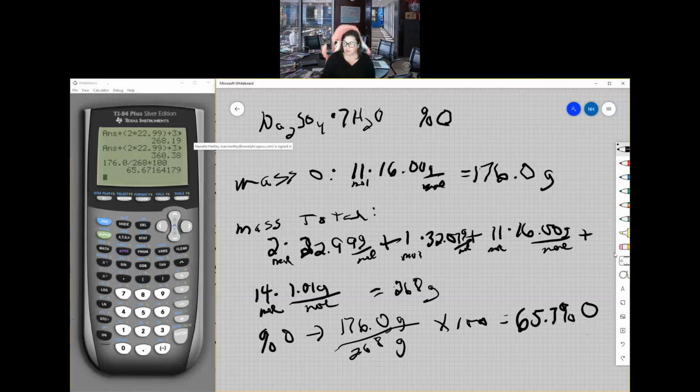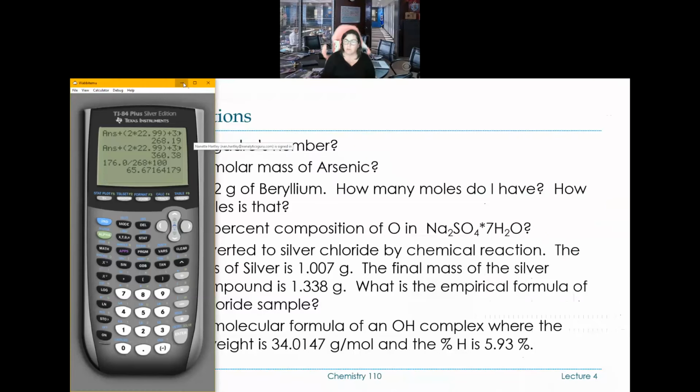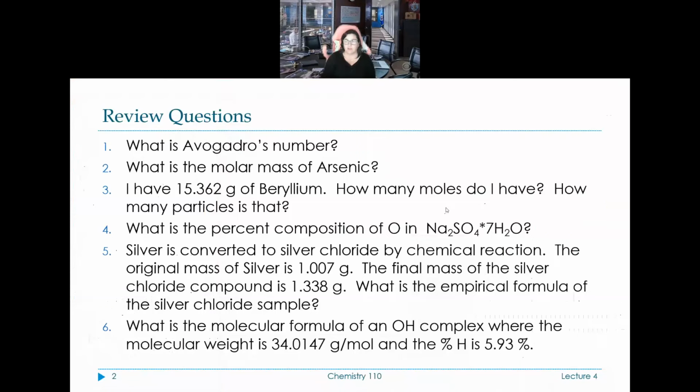Let's take a look at 5. So let me clear this. Get this back. I don't know, minimize both of these so we can look at the question. Number 5 says silver is converted to silver chloride by chemical reaction. The original mass of silver is 1.007 grams. Final mass of the silver chloride compound is 1.338 grams. What is the empirical formula of the silver chloride sample? Okay, awesome. I can do that.